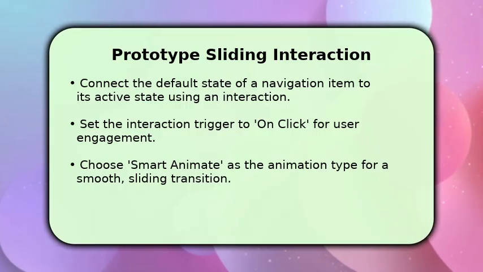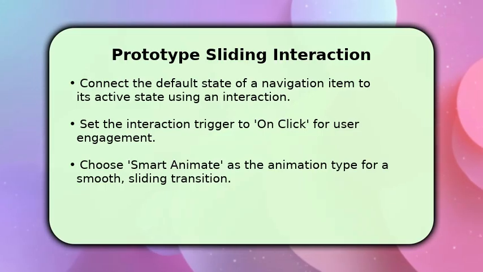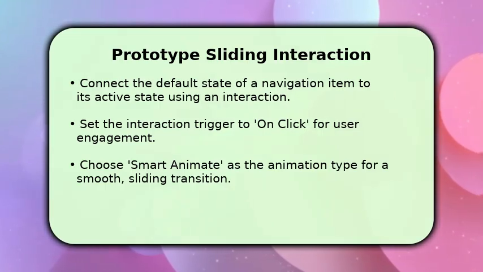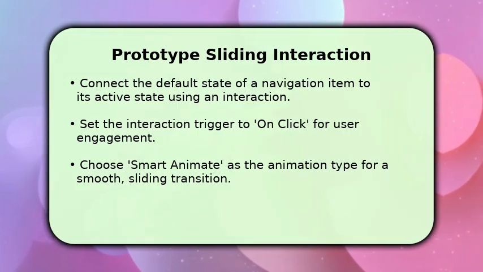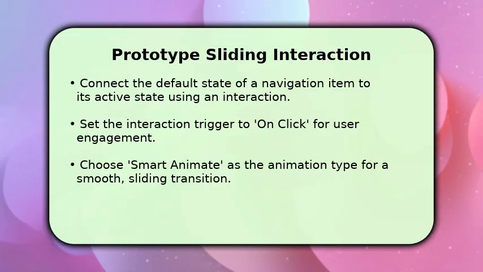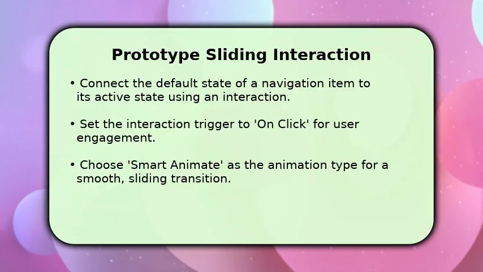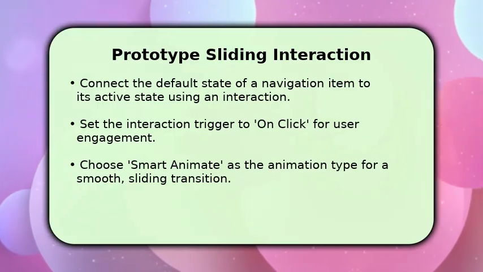Now, let's bring our navigation to life with prototyping. Select the default state of a navigation item and add an interaction. Set the trigger to on-click and choose Change to for the action, linking it to its active state variant. Crucially, select Smart Animate for the animation type. This will create that desirable sliding effect.